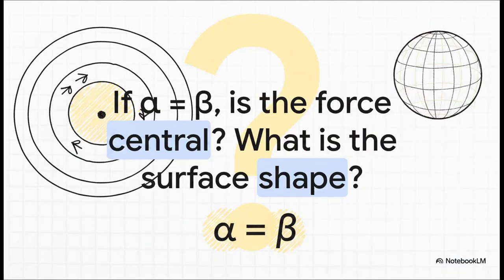And I'll leave you with a final thought to really lock this in. We proved this field wasn't central because alpha and beta were different. So what if they were the same? What would that mean for the force field? And what familiar shape would those ellipses turn into then? Think about it. Thanks for joining me on this deep dive.